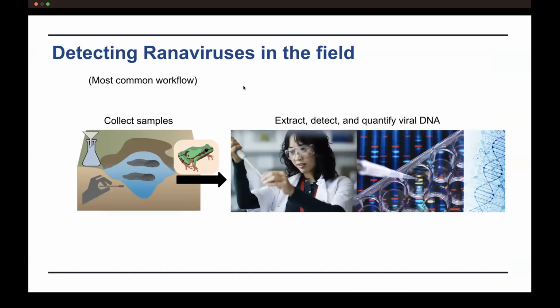So I would say that the most common workflow is what you see here. You can go out into the field and collect various types of samples, and I'm going to go through what types of samples and the pros and cons. Then you typically either send those samples to a lab, or if you have your own lab, you bring the samples to the lab. You'll do tests to extract viral DNA, and you'll do methods to try to detect that viral DNA in the sample. Now, this isn't the only way to detect ranaviruses, so I want to go over at least some of the others and why you might do them.